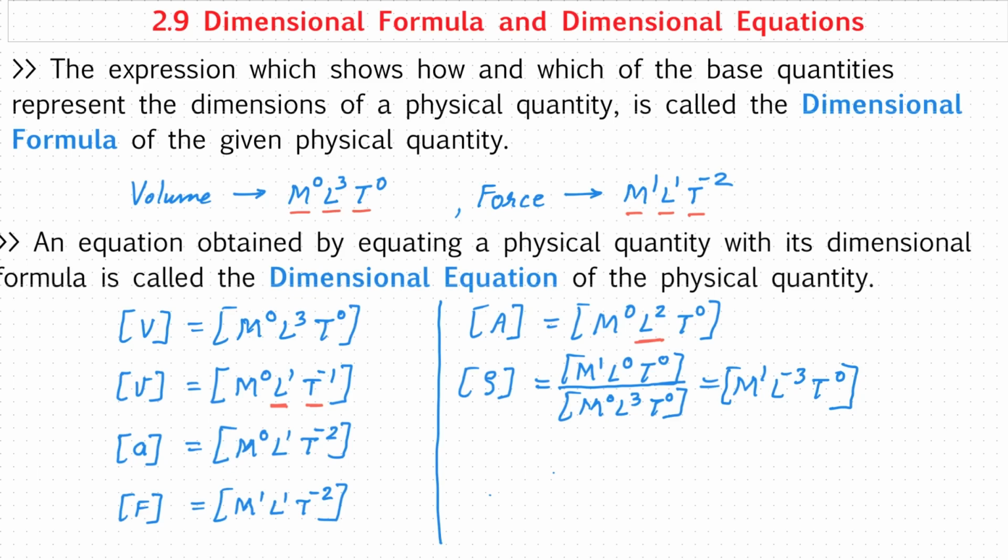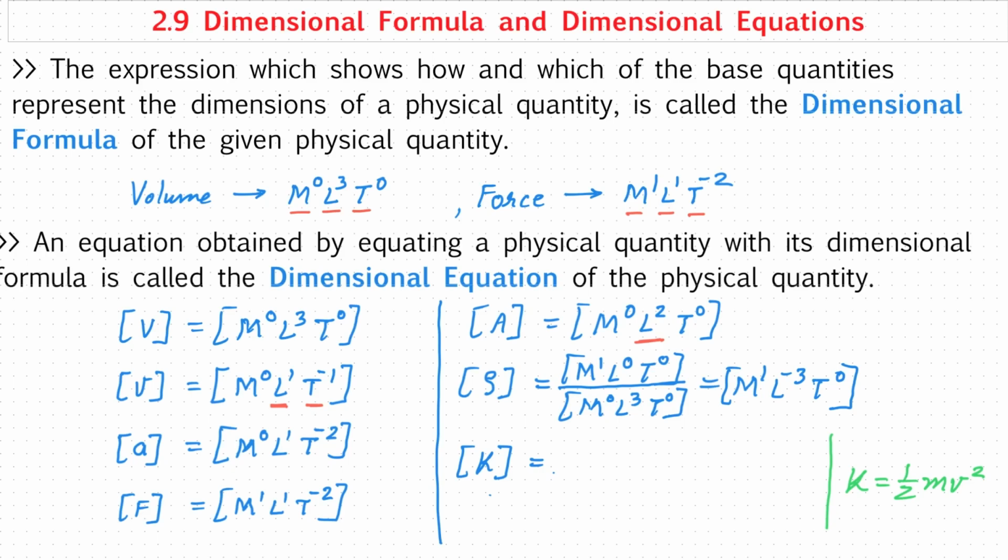The same way, we can take kinetic energy. The symbol of kinetic energy is capital K, so I am putting K in square brackets. Now, you must be knowing the equation of kinetic energy. It is 1/2 mv square. Let me write here somewhere. Kinetic energy K is 1/2 mv square, where m is mass and v is velocity.